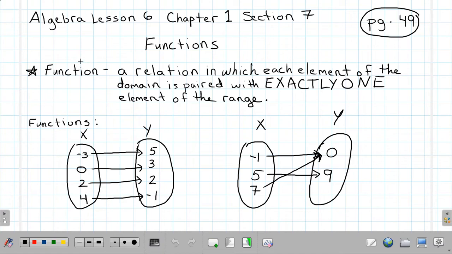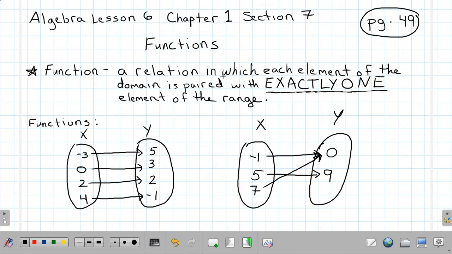So we'll start here. The definition of a function is a relation in which each element of the domain is paired with exactly one element of the range. So big emphasis on this "exactly one." And you'll see why when we look at some of the real world examples, why functions are important and why we need this to happen.